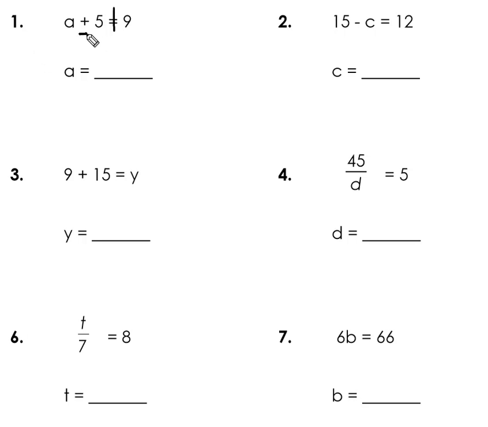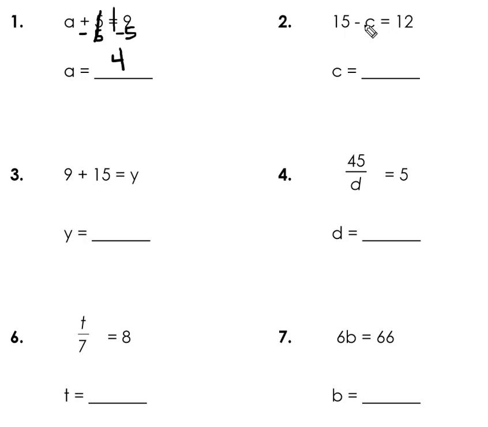All right, so using inverse operations, I'm going to subtract 5 from both sides. This becomes a 0, right? 5 minus 5 is 0. So that's left with an a on this side, and then 9 minus 5 is 4, so a is 4.